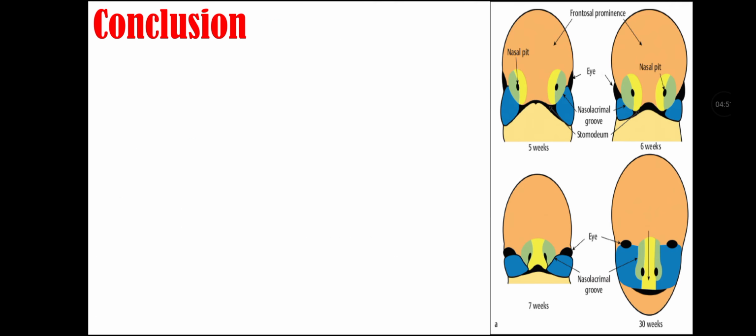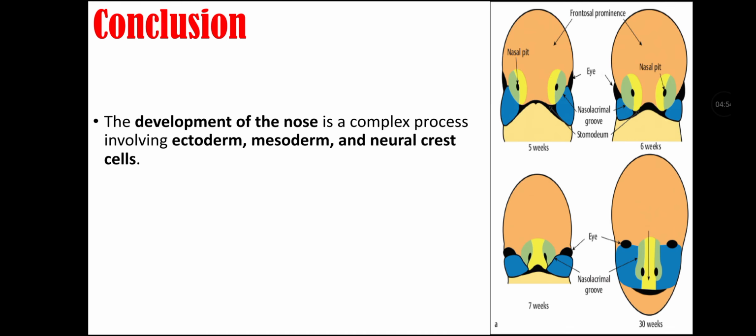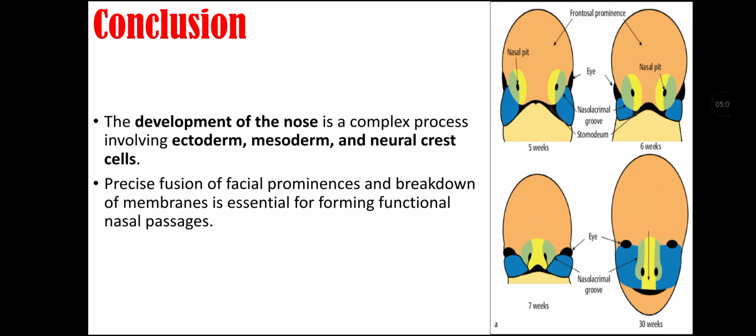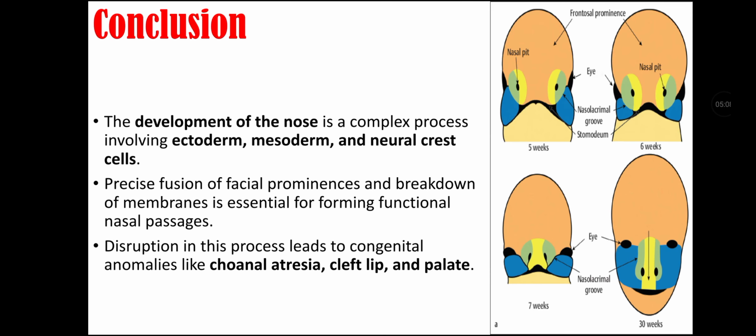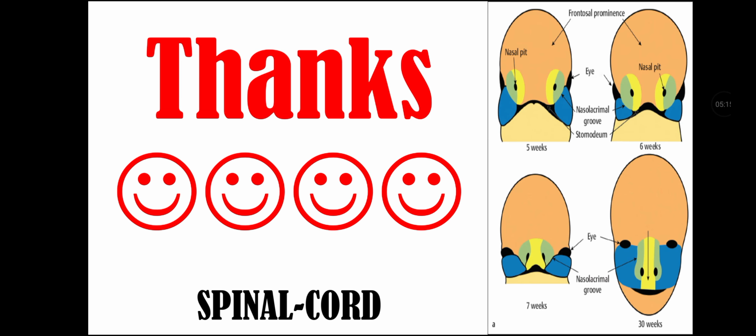Now let's talk about conclusion of this lecture video. Development of nose is complex process involving ectoderm, mesoderm, and neural crest cells. Precise fusion of facial prominences and breakdown of membrane is essential for forming functional nasal passages. Disruption in this process leads to congenital anomalies like choanal atresia, cleft lip, and cleft palate. And this was all about nose development.